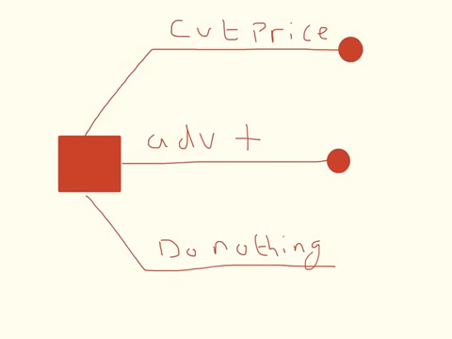So we've got the start, which signifies the manager faces a choice. We've got the lines, which show the choices that the manager has to make. So should the price of the product be cut? Should the amount spent on advertising be increased? Or should the manager simply just leave it for the time being and do nothing?